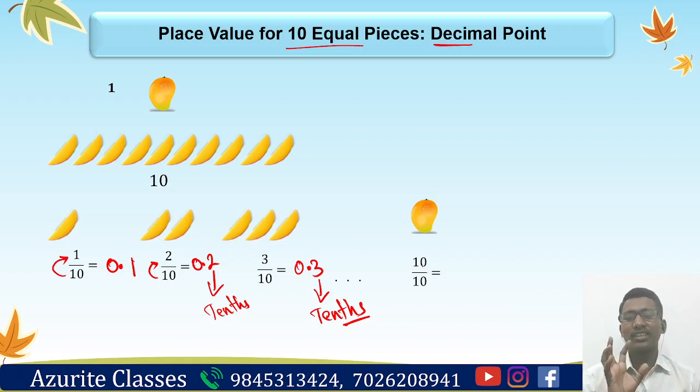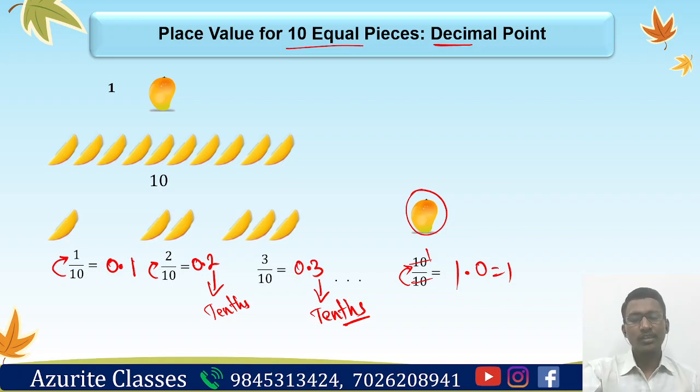If all the pieces, that is all 10 pieces, are given, that is the whole mango, one mango. We know if you cancel, 10 by 10 is 1, you will get one, or you can write it as 1.0. Both are the same, that is 1 only. The whole mango is given, all the 10 pieces mean the whole mango, right? That is how we write in the decimal system.